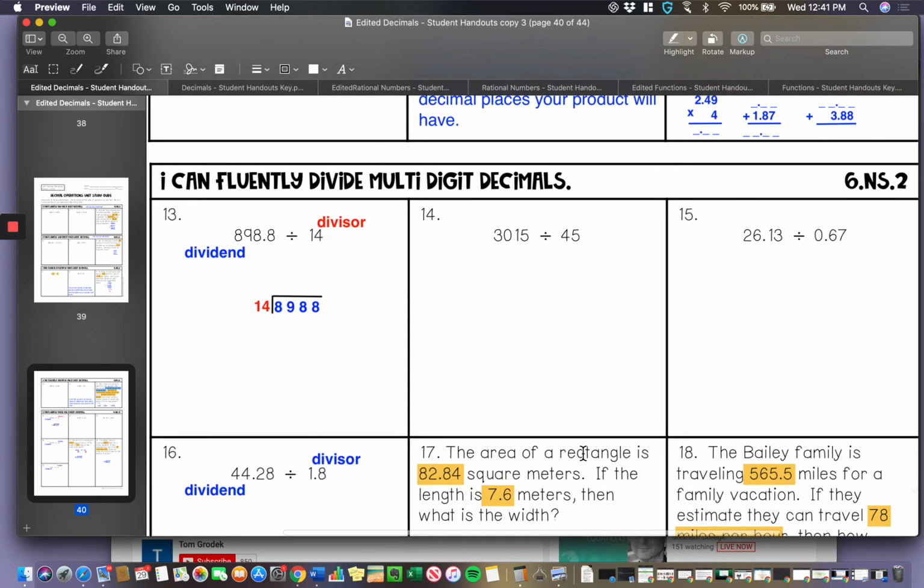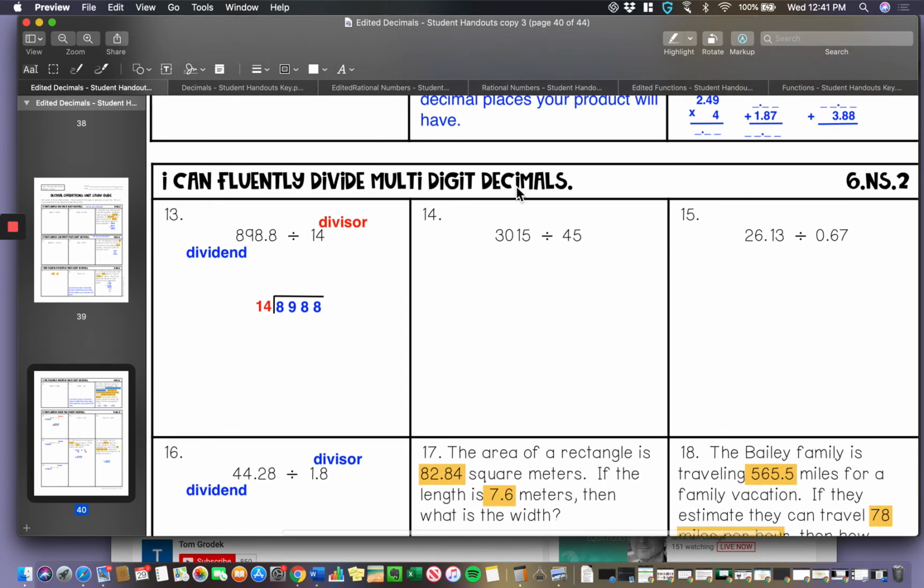All right, now I can fluently divide multi-digit decimals. So when we are dividing decimals, okay, there are a couple of rules. First rule is your divisor goes on the outside of your house and your dividend goes on the inside of your house. So I've labeled your divisor here. So just think of it this way. If I put it over here, you would know what goes outside the house, right? And you would know what goes inside the house.